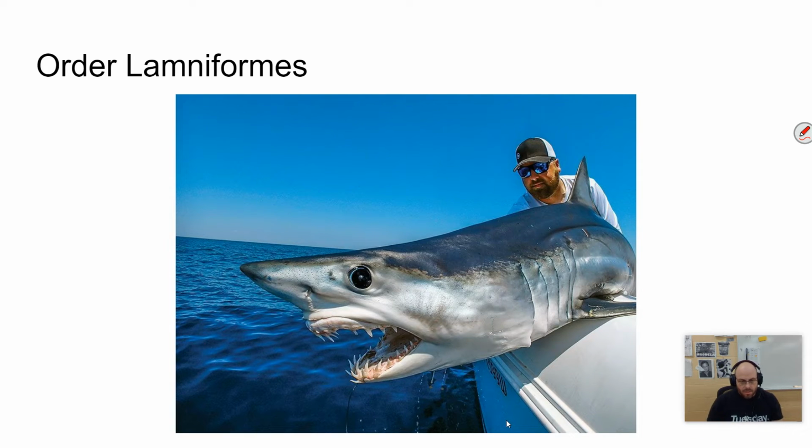There is the order Lamniformes, which are large pelagic sharks. So what does pelagic mean? See where this guy's at? He's out in the middle of nowhere. That's the pelagic zone, basically the open ocean, not near the coast. These are typically more dangerous to humans, like the great white shark. The mako shark is an example of Lamniformes as well.